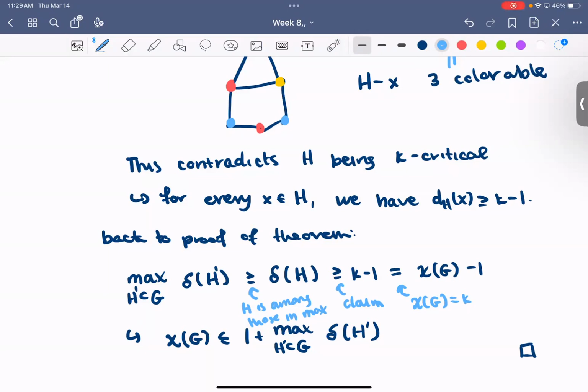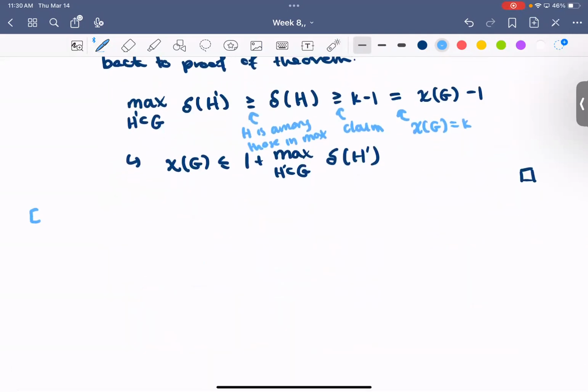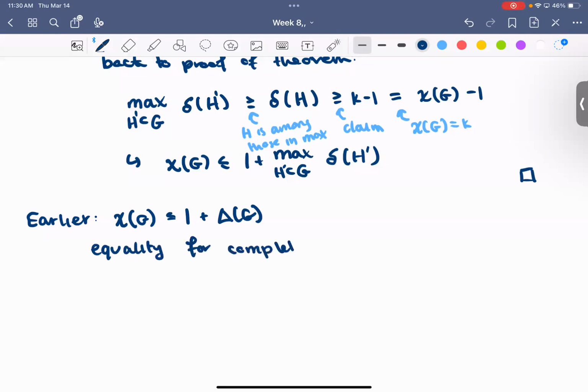Okay, so we had earlier an upper bound, just earlier in this lecture. We had the upper bound, chi of G is less than or equal to 1 plus delta of G. And we saw that this was an equality for complete graphs and odd cycles. But it turns out that these are essentially the only graphs where this is an equality.